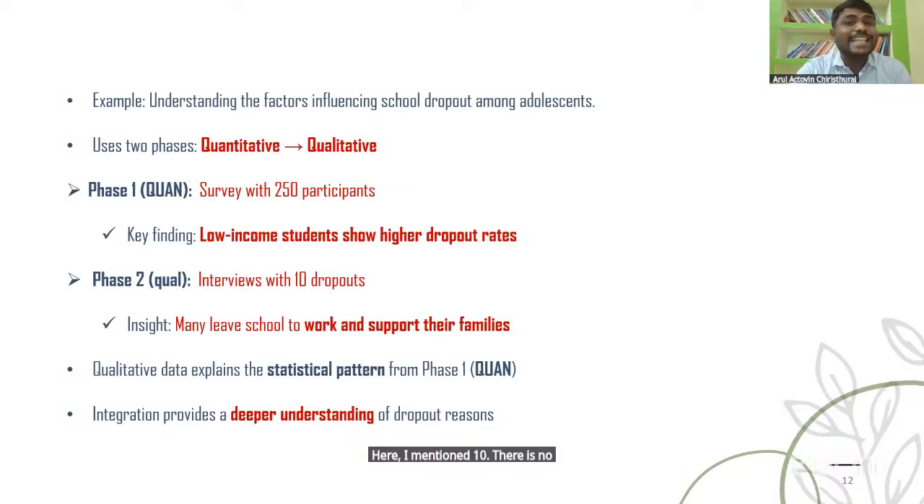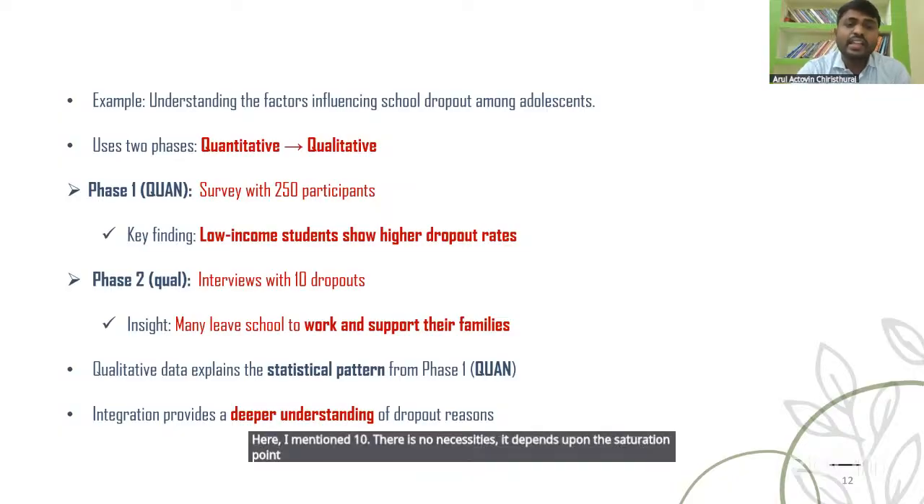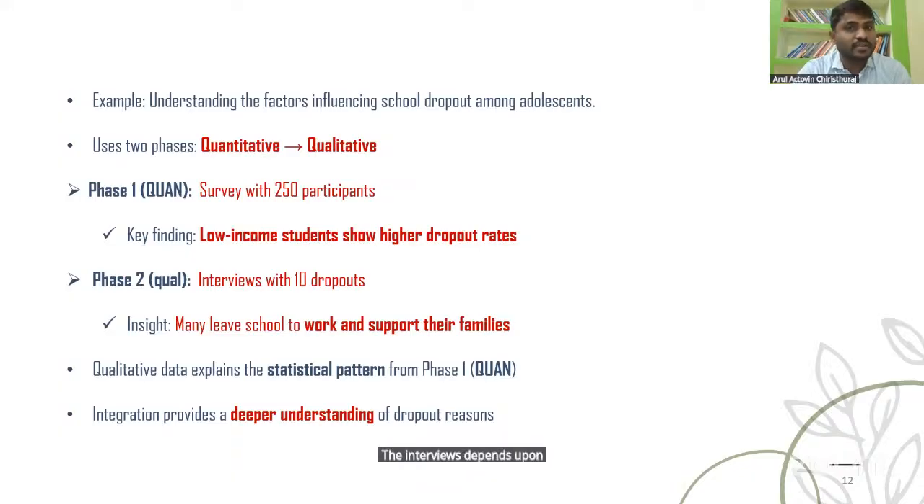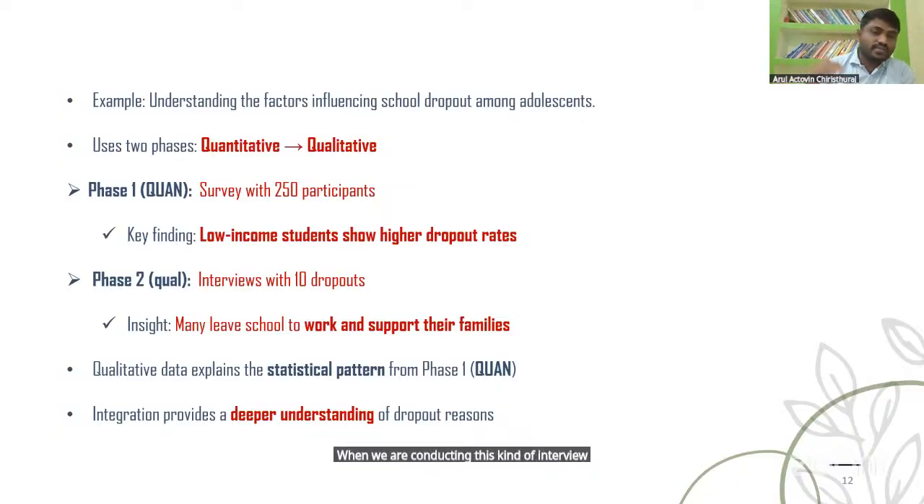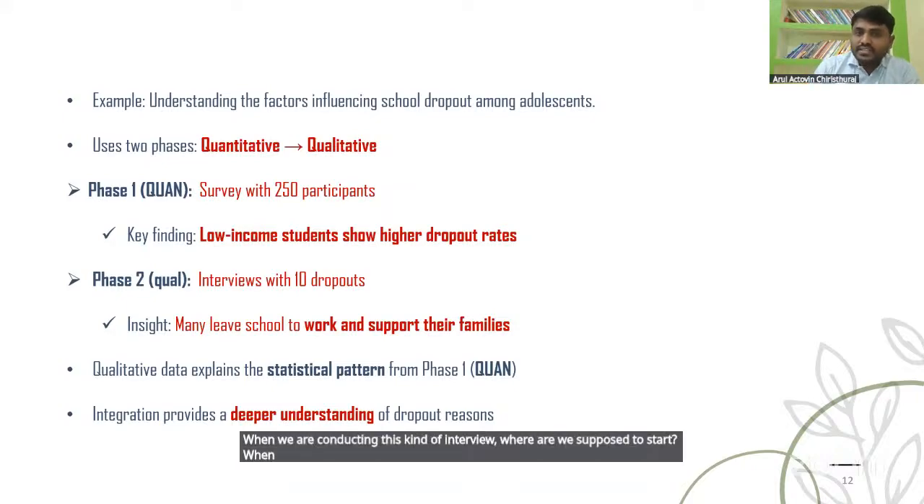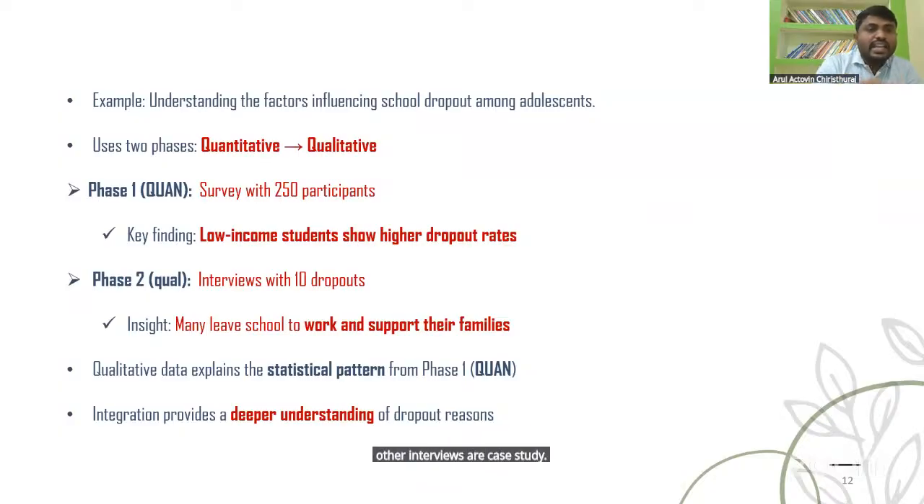It depends upon the saturation point we are reaching. Then we can start; it can be 3 or 4 or 5 interviews. The number of interviews depends upon the saturation point. In qualitative work, when it comes to case studies or interviews, we stop when the saturation point is reached, and then we start with the other interviews or case study. So this is an insight we have.